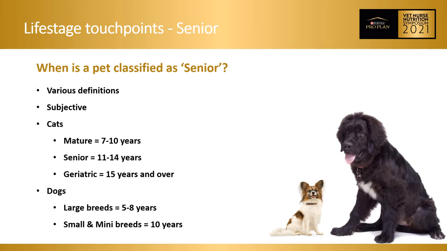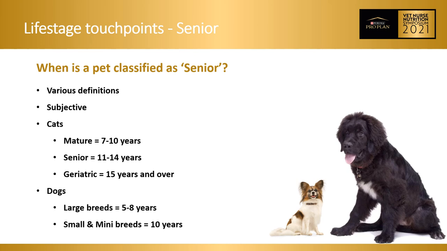So our next life stage to consider is our senior life stage. There are various definitions as to the age a pet becomes senior, and these age classifications are largely subjective. For cats, there is an understanding that age-related changes do begin from the age of 7, with further classifications as they age: mature, senior, and geriatric.